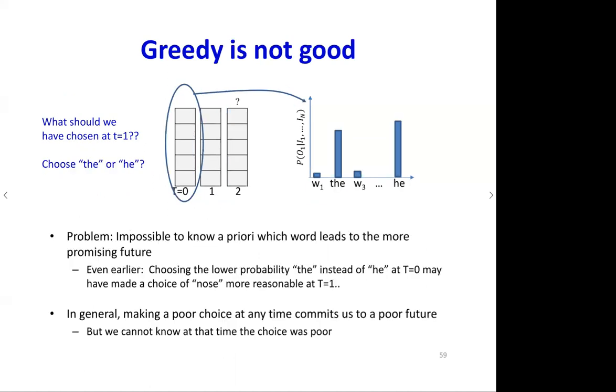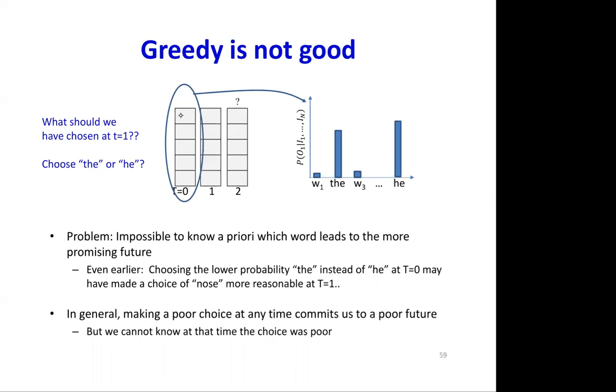So for instance, here, say in the first example, let's say the word he had the higher probability, but the word the had almost the same probability, but slightly lower.